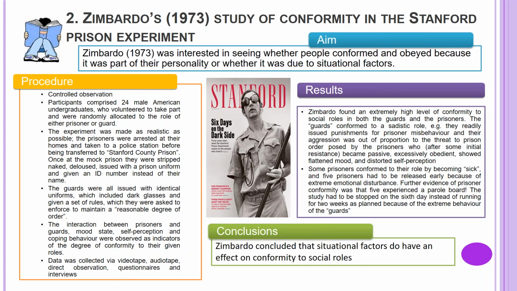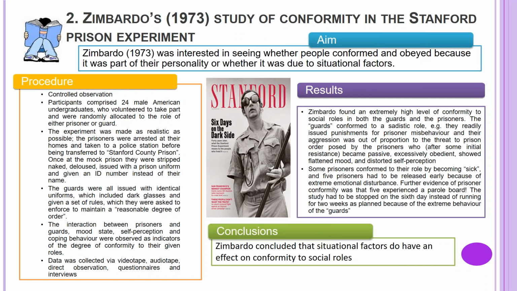The interaction between prisoners and guards' mood state, self-perception, and coping behaviour were observed as indicators of the degree of conformity to their given roles. Data was collected via videotape, audio tape, direct observation, questionnaires, and interviews.